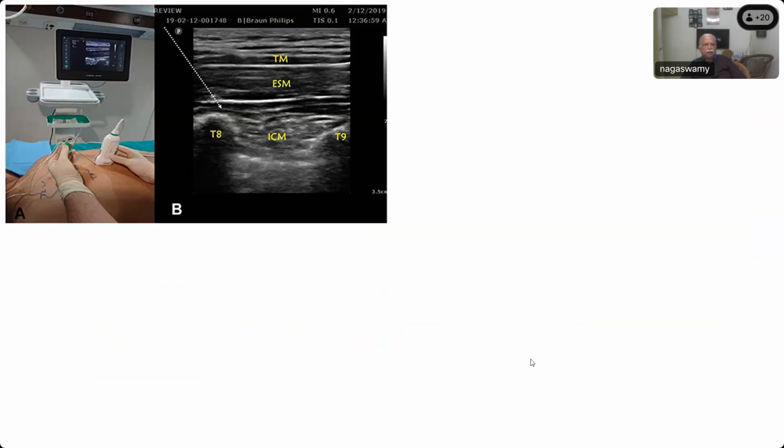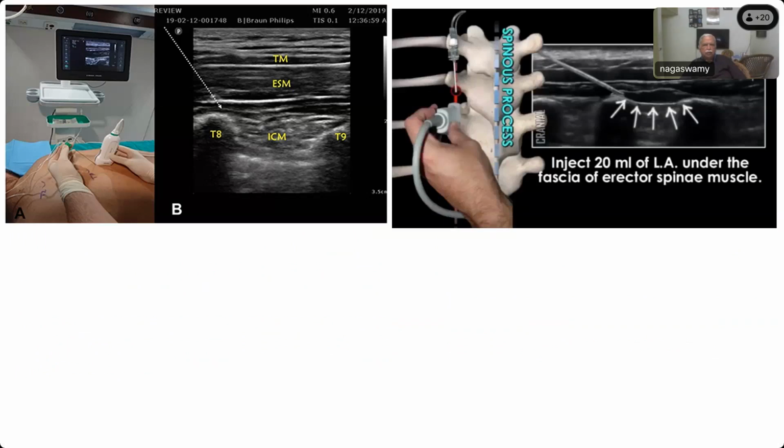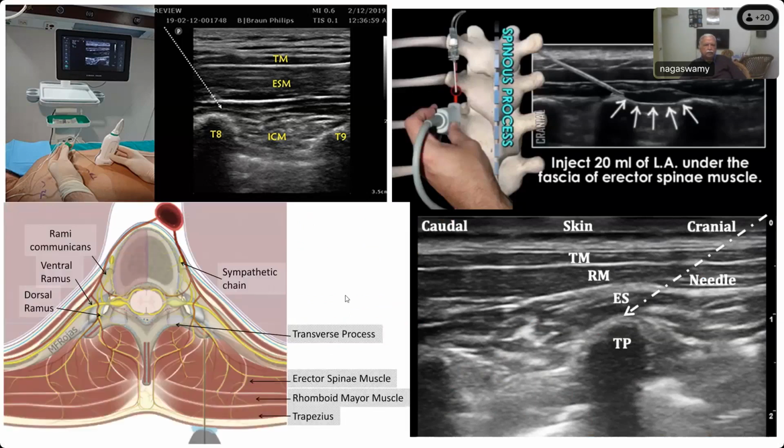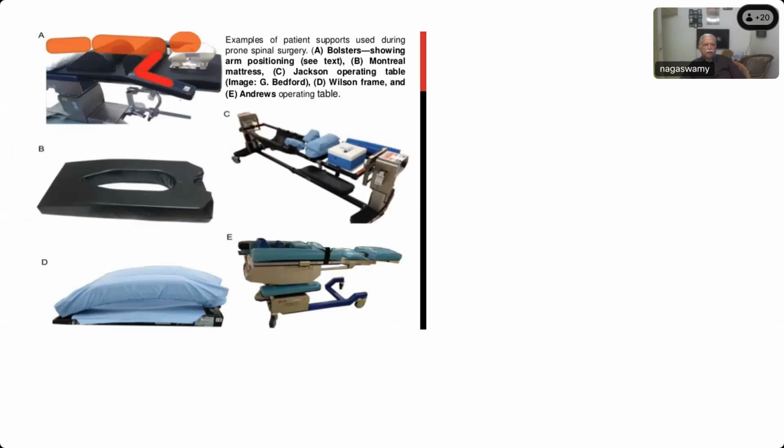And this is the erector spinae plane block, even with the ultrasound, so that you can see this is the transverse process. This is the trapezius major, rhomboid, erector spinae. So between the transverse process and the erector spinae muscle, you give the drug, and this is how the whole block is given. And these are all the various frames used for positioning.